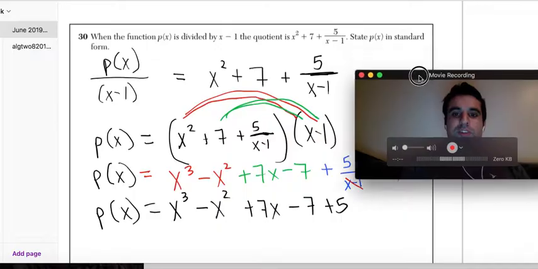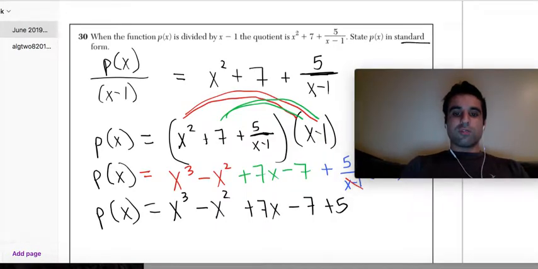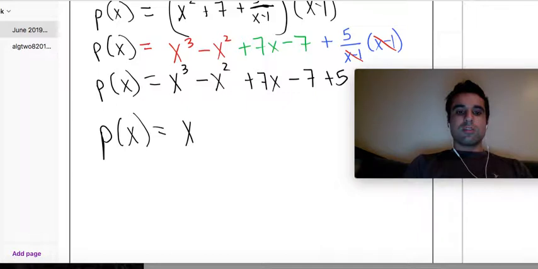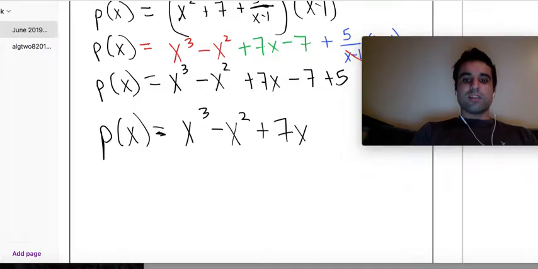And remember, they said to state it in standard form. So all I have to do is combine the like terms, and I should be good to go. P of x equals x cubed, no like terms, minus x squared, no like terms, plus 7x, no like terms. Negative 7 plus 5 is negative 2. And that, my friends, is our final answer, with me wanting to neaten out this equal sign because I didn't like the way it came out.